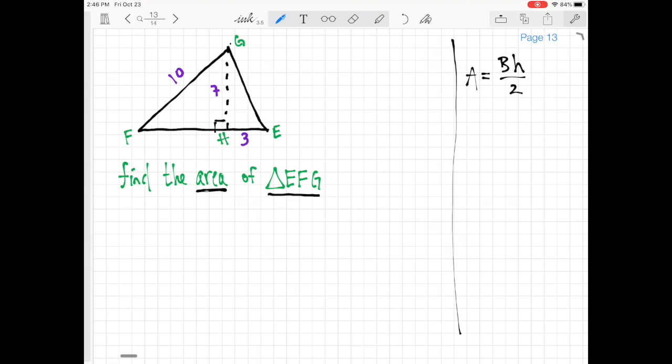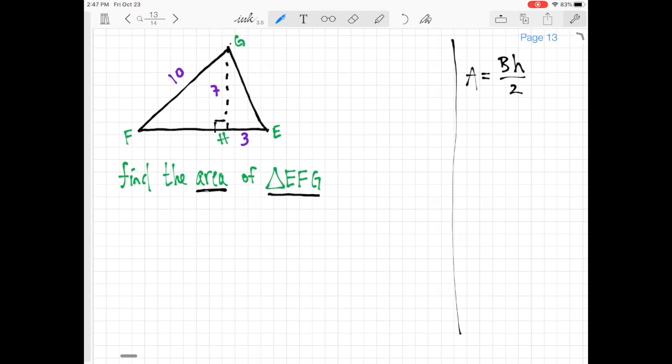So the base of the triangle is going to be this one here from F to E, FE. But it's kind of difficult because we don't know FE. We'd have to know what the distance from F to H is in order to get that. So let's put a pin in this and come back to it. We need to figure out what FH is.